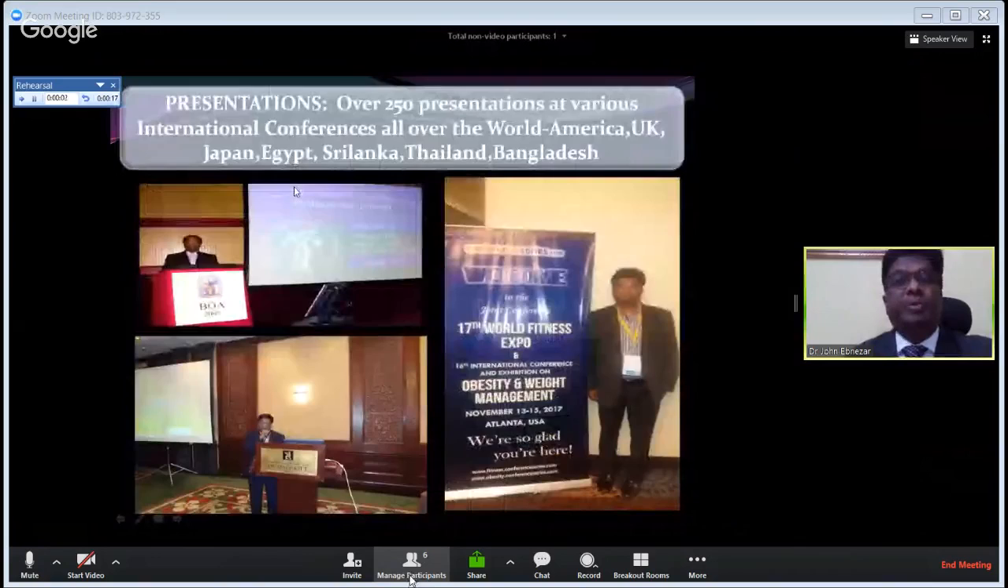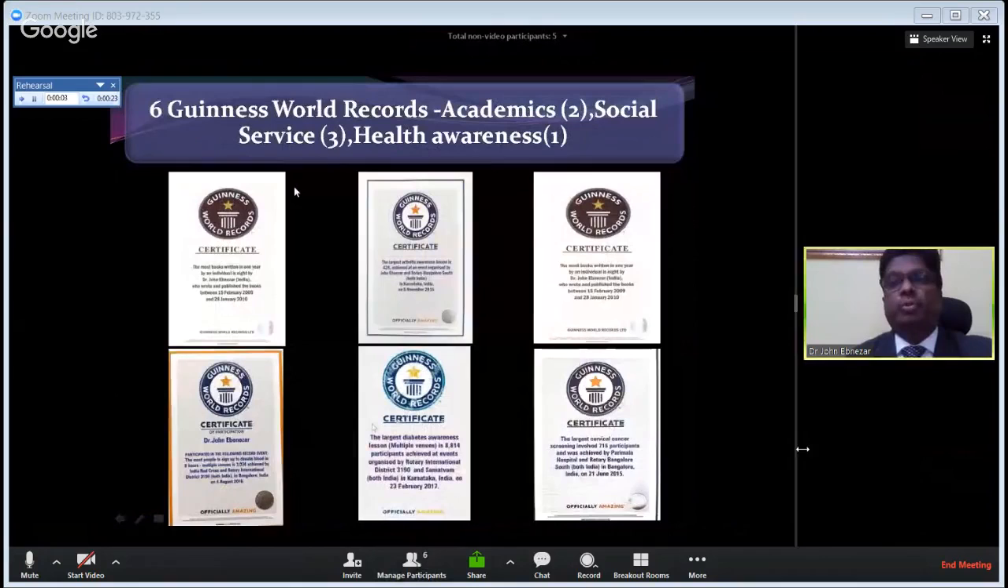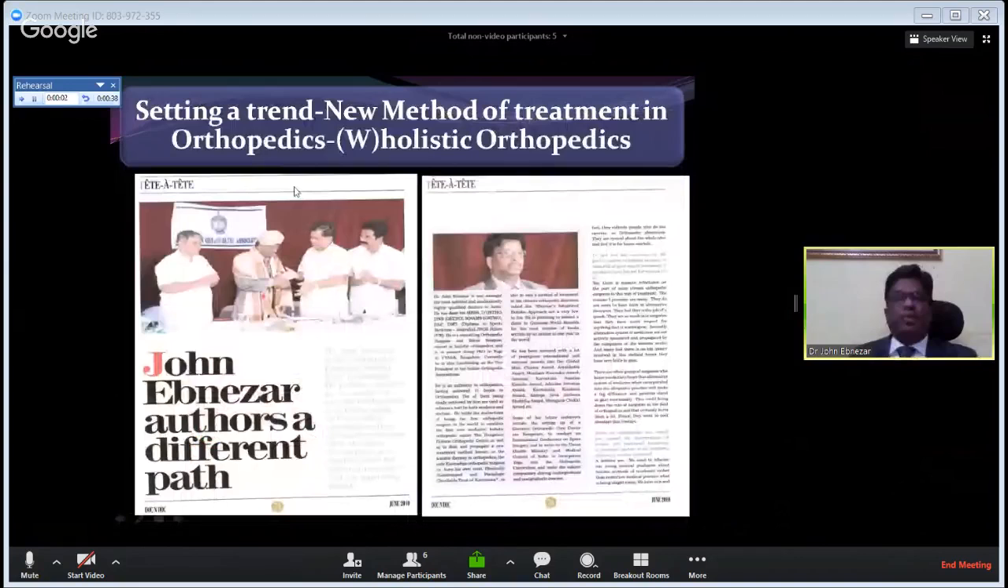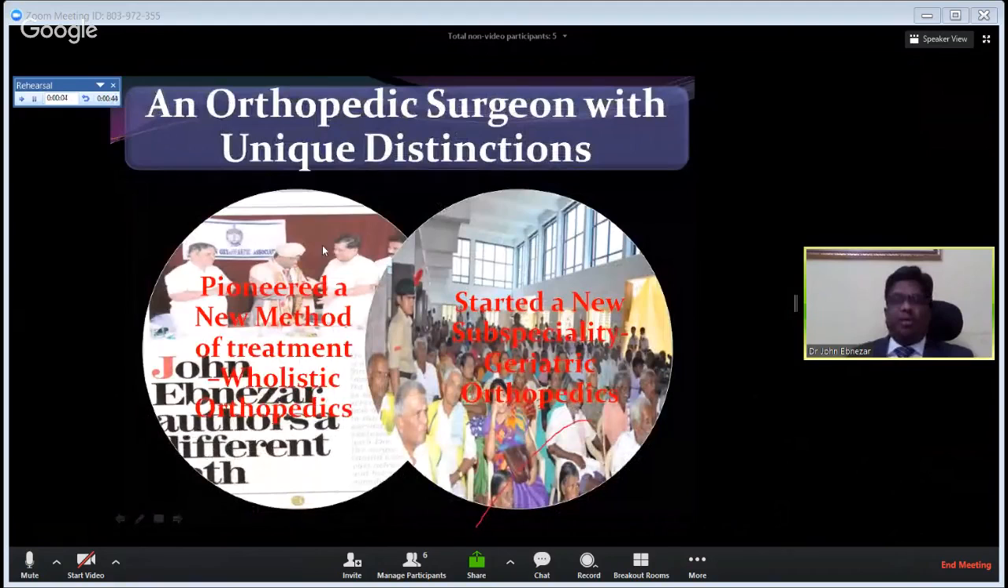Community services to my own trust. Six Guinness World Records. Two academics. Three social and health awareness. One heads of professional bodies: former vice president of the IOA and president of the Neurospinal Services Association of India. Founded the Geriatric Orthopedic Society of India, setting a new trend, a new method of treatment in orthopedics for osteoporosis. So I pioneered that new treatment and also started a new subspecialty, geriatric orthopedics.